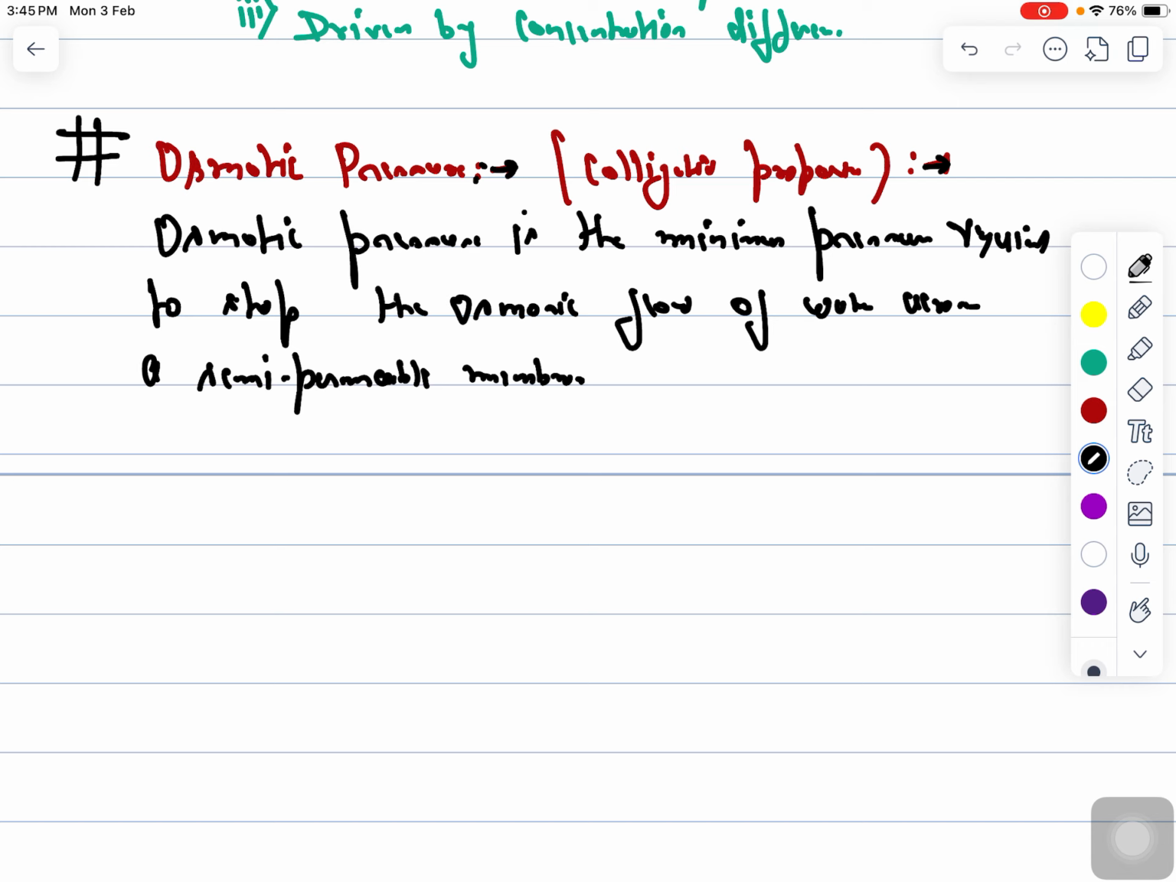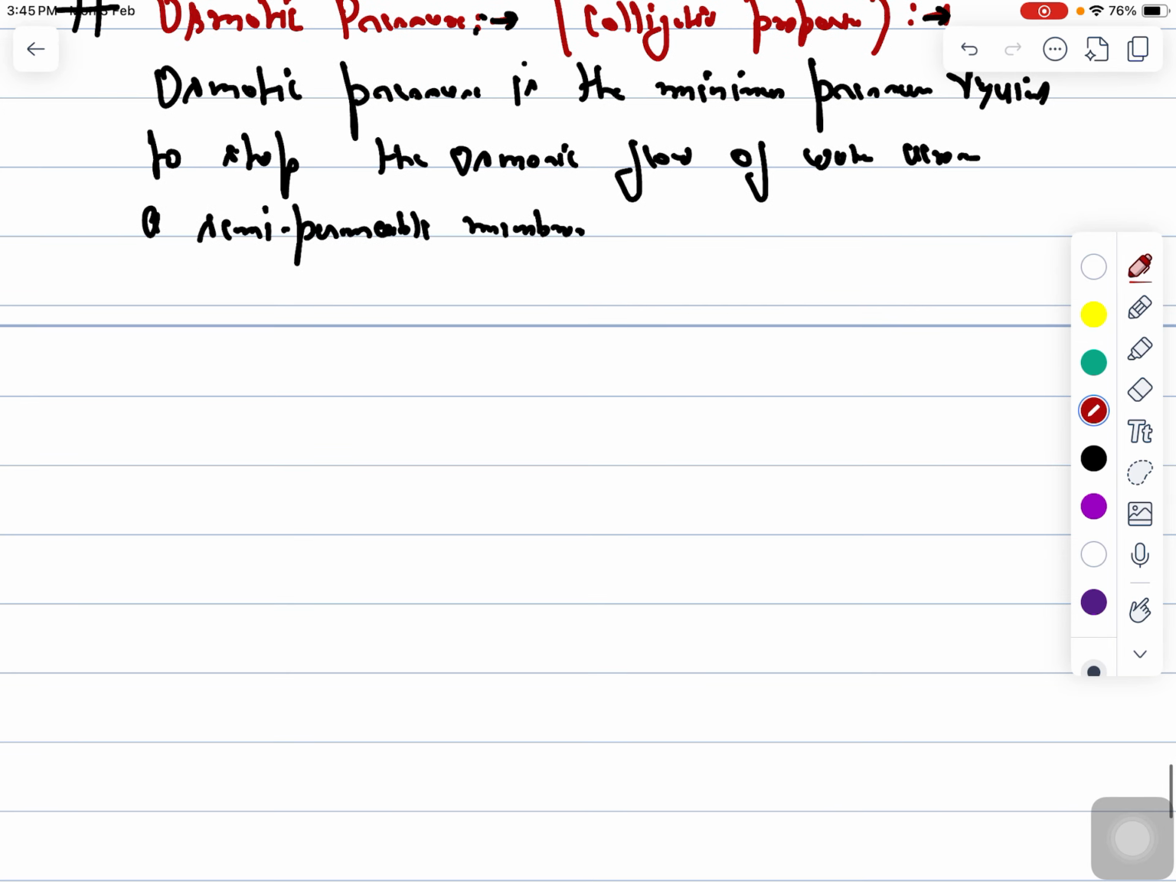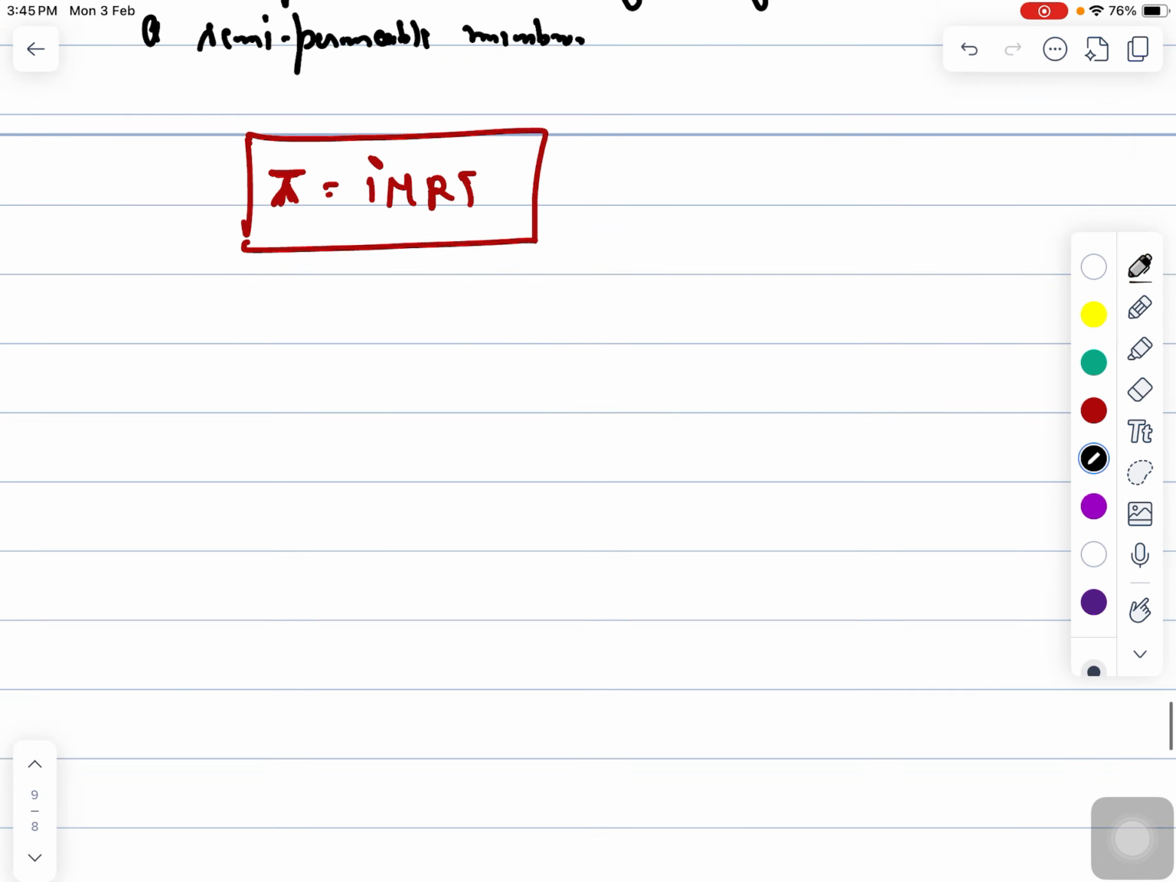So properties of solute particle is not going to take any part in the osmotic pressure, but again number of solute particle is very important. So if I want to write the mathematical expression of osmotic pressure, this is denoted by pi, that can be written as i into mRT. Is that clear? i into mRT, where pi is your osmotic pressure. This can be in atm or Pascal.